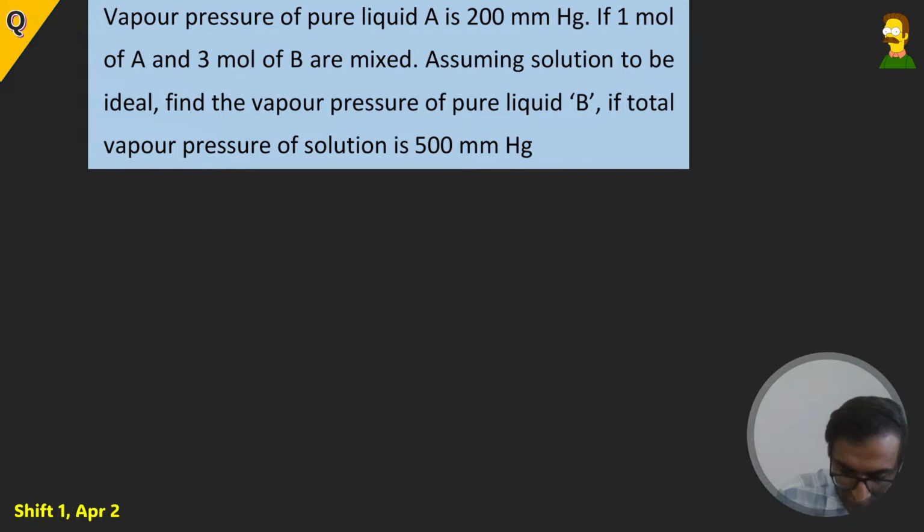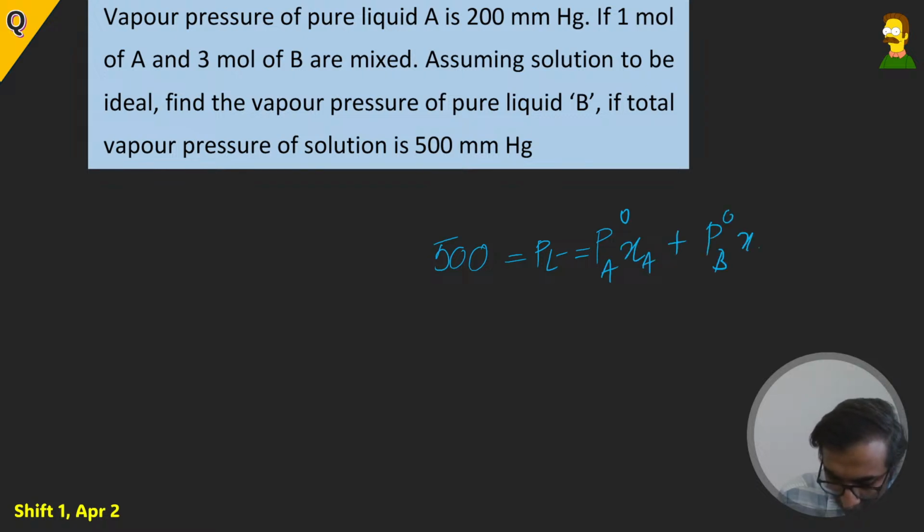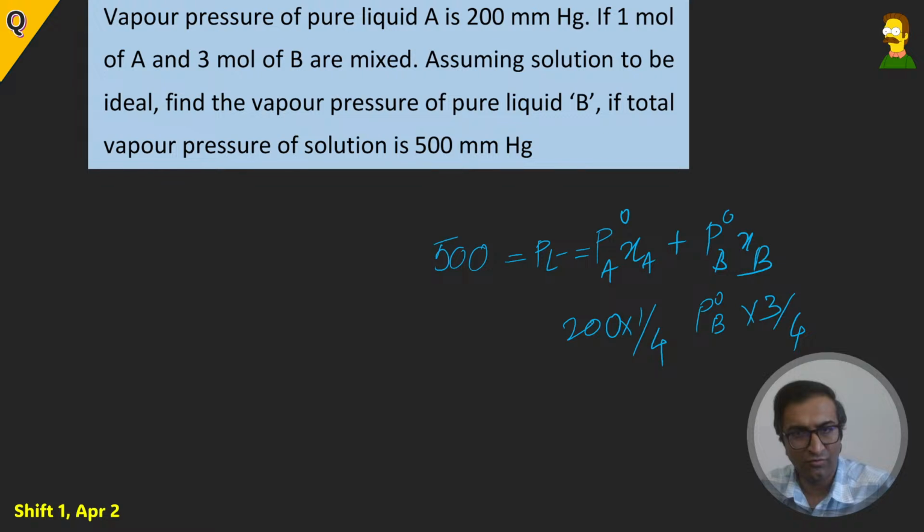So very quickly, you're just going to write 500 to be equal to the total pressure, which is going to be equal to P naught A XA plus P naught B XB, right? अब इसमें से what do you know? You know that P naught A is 200 and XA also you know, this is 1 by 4, right? I don't know P naught B. XB I know, 3 by 4. इस समय क्यों? How did I write 3 by 4, 1 by 4? 1 mole, 3 moles. Total moles 4, 1 by 4, fraction हो गया, 3 by 4, fraction हो गया. ठीक है? That's it. Just solve this. बताओ क्या होगा इसका आंसर प्लीज? बताइए.